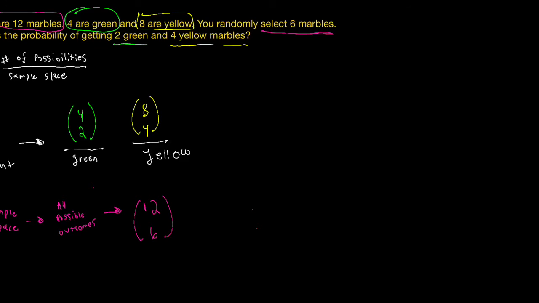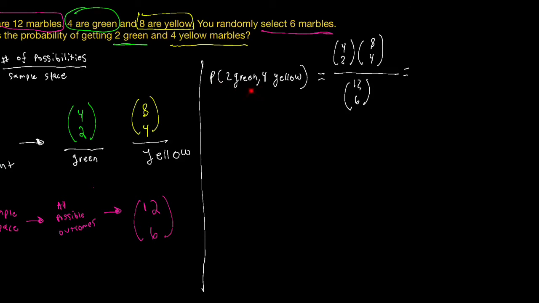So check this out. So the probability of getting 2 green and 4 yellow marbles is going to be equal to 4 choose 2 multiplied by 8 choose 4. We're going to divide that by 12 choose 6. So let's begin by calculating 4 choose 2. So 4 choose 2 is the same thing as 4 factorial over 2 factorial, 4 minus 2 is 2 factorial. So here we expand 4 factorial down to 2 factorial. And one of the 2 factorials in the denominator is going to cancel out with the 2 factorial on the numerator.